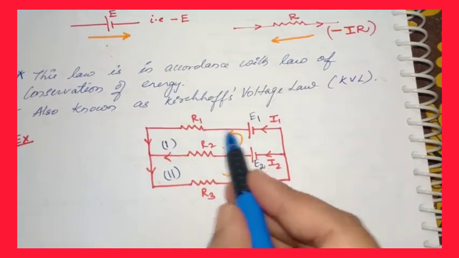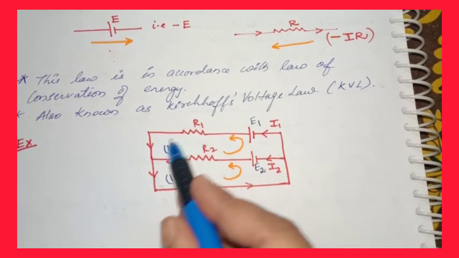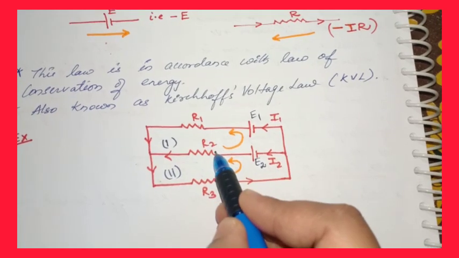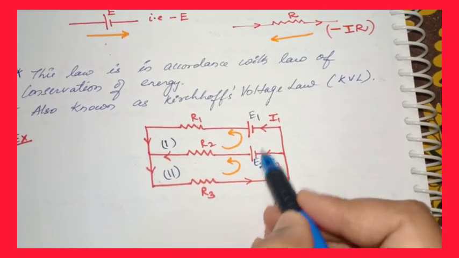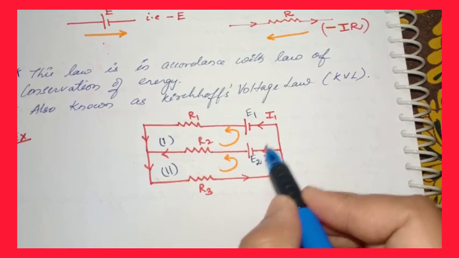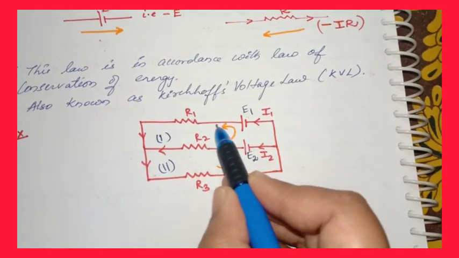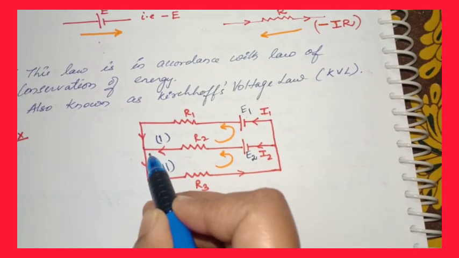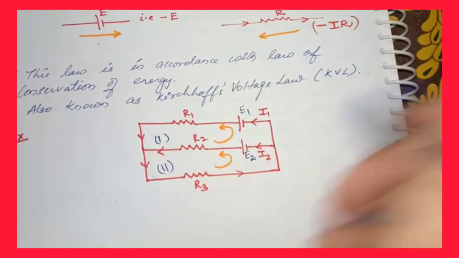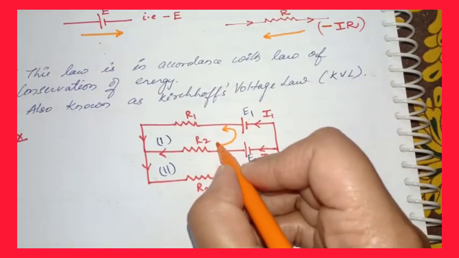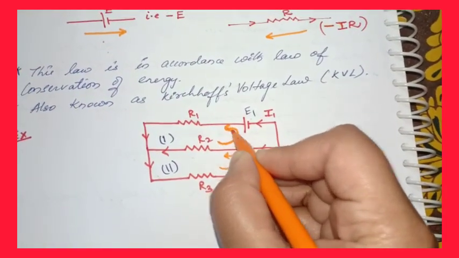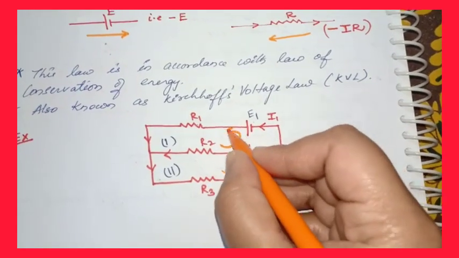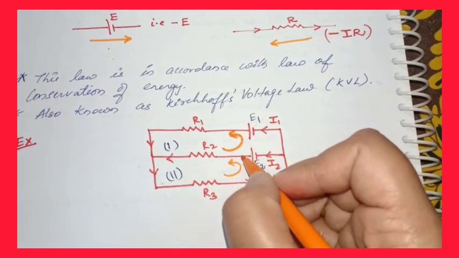So students, here let me take loop 1. This is my closed loop 1. You can see in closed loop 1 there are two resistances, R1 and R2, and there are two cells connected to that loop, that is E1 and E2. You can see I1 current is flowing through R1 and I2 current is flowing through R2 along this direction in the circuit. Students, I have considered a counterclockwise direction. If you want, you can also take the clockwise direction.